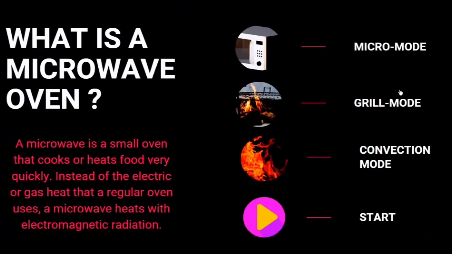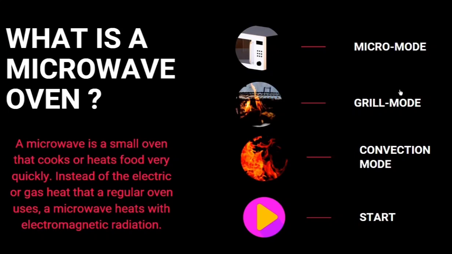So what is a microwave oven? A microwave oven is a small oven that cooks or heats food very quickly. Instead of electric or gas heat that a regular oven uses, a microwave oven heats with electromagnetic radiation. So there are basically four modes available in the microwave oven. First is the micro mode, and then the grill mode, and then the convection mode, and then the start mode.